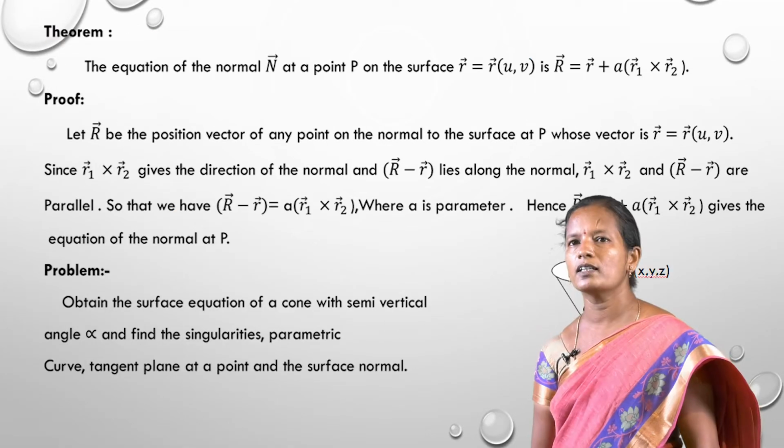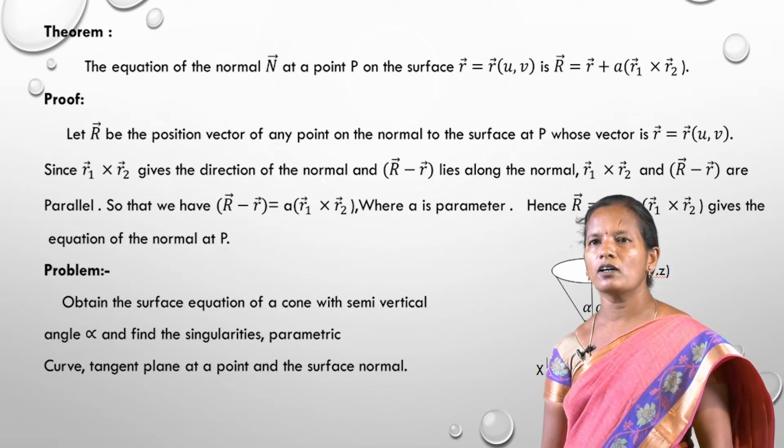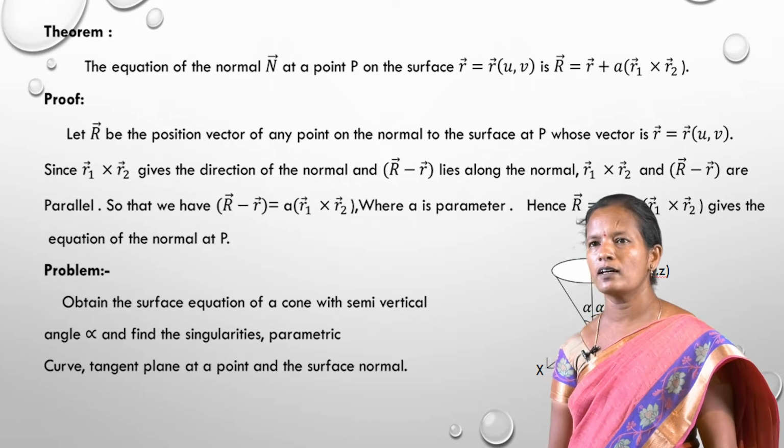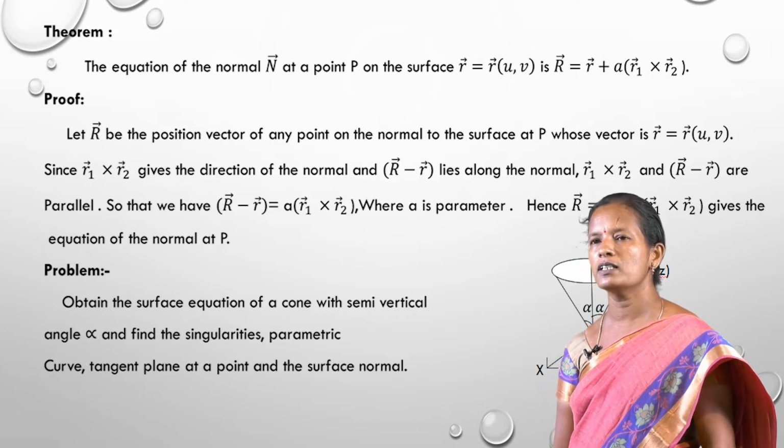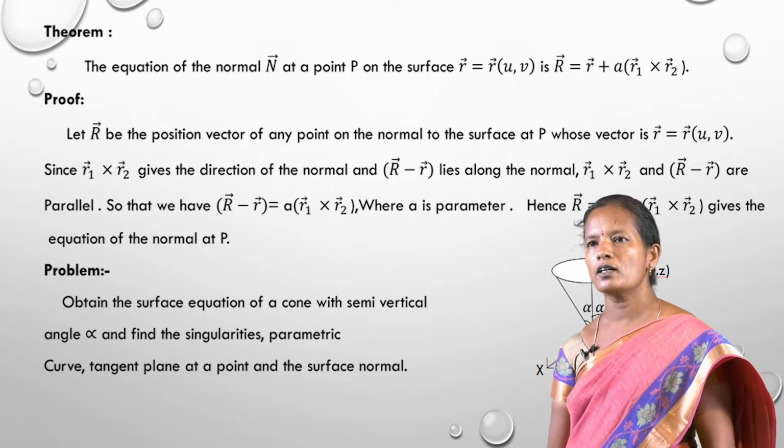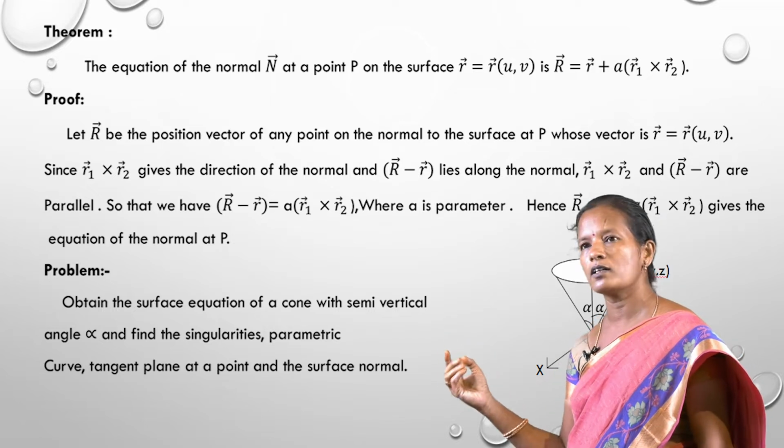Next, let us go for the theorem. The equation of the normal n vector at p on the surface r vector is equal to r vector of uv is capital R is equal to r plus a into r1 cross r2.